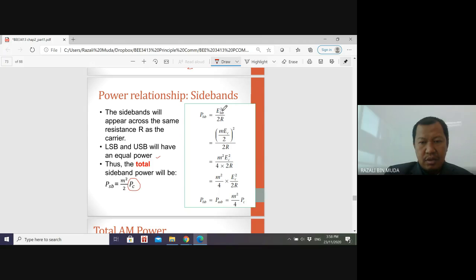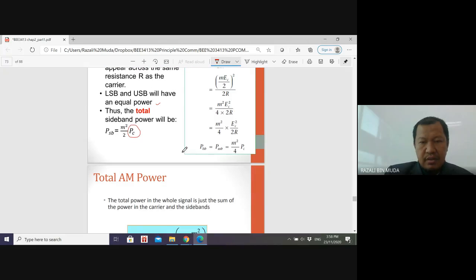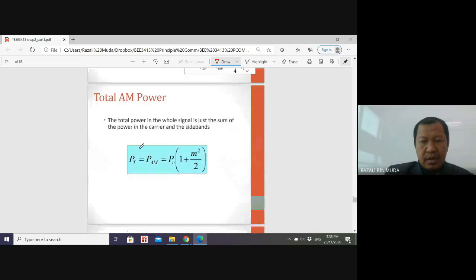PLSB equals ELSB square over 2R. So ELSB is mEC square over 2 square. Okay, so at the end you get this: PLSB equals PUSB equals m square over 4 power carrier.